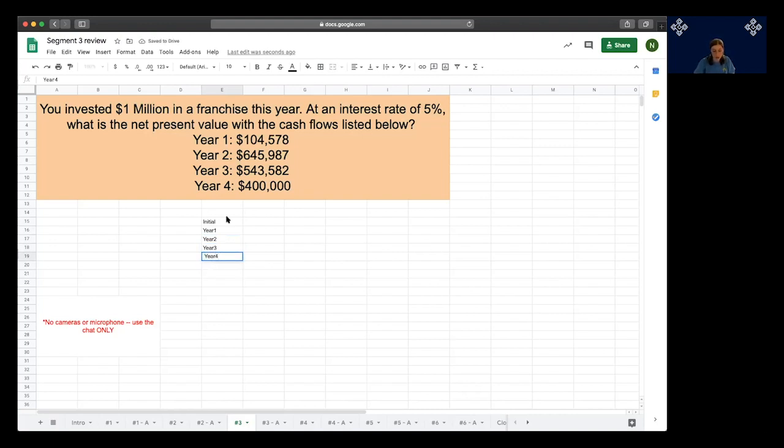Okay, so we start with this and I'll include the rate. So we have a rate of 5%. So we're just gonna label that. Your initial money that you put in was 1 million. And then you have your 4 years of cash flows. So label those.